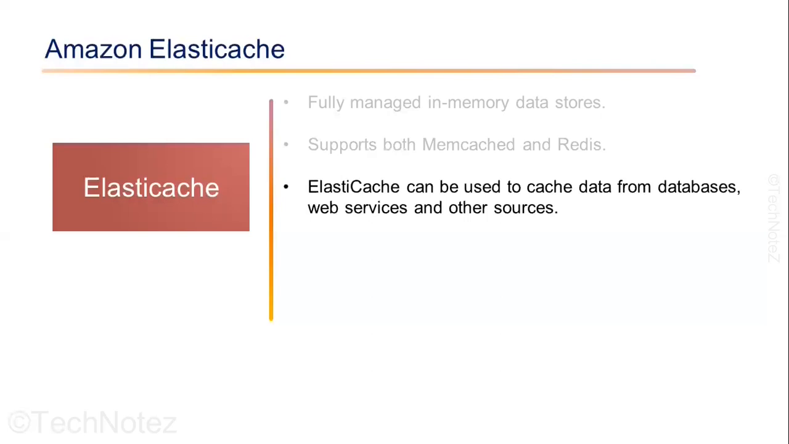ElastiCache can be used to cache data from databases, web services, and other sources, and can be easily integrated with other AWS services such as RDS, DynamoDB, and S3.